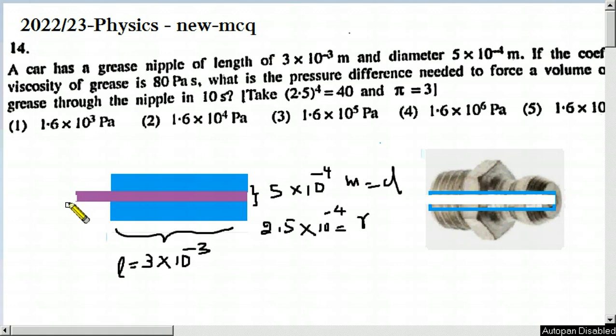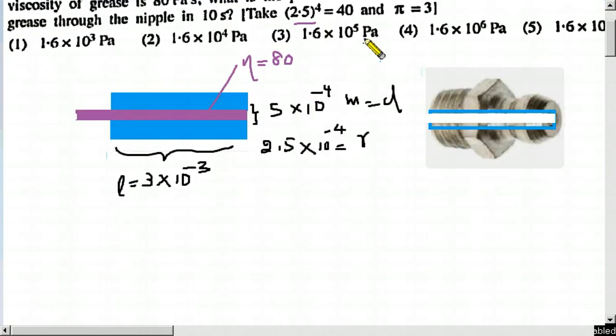So that is the viscosity. Eta is 80 for this grease. Then we can use this one. So what is the equation we are going to use? What they ask is delta P. Say the pressure at this point is P1 and the pressure at this point is P2, then P1 minus P2 we have to find out.